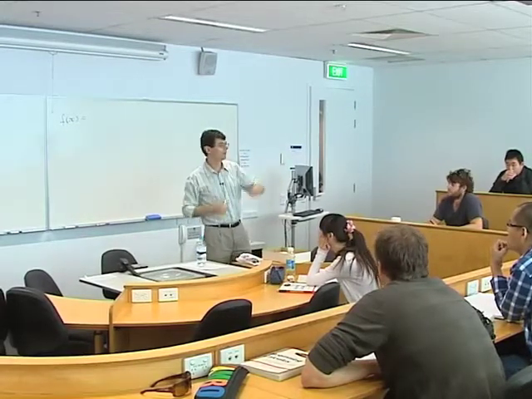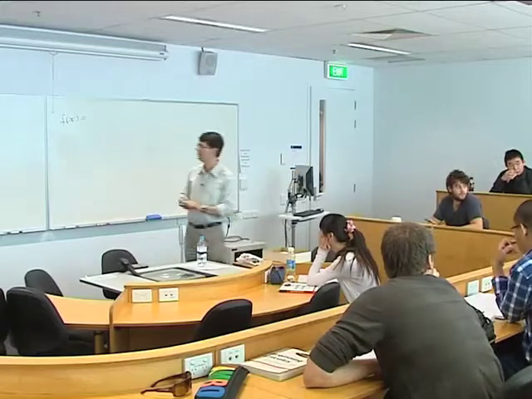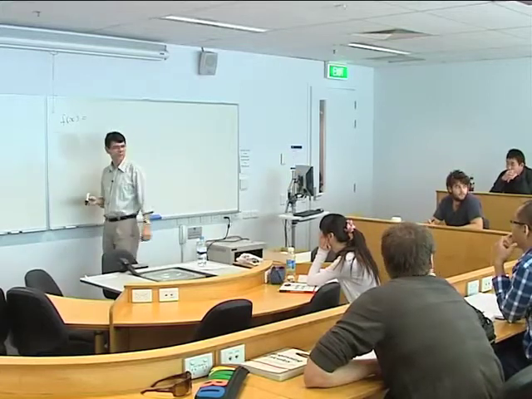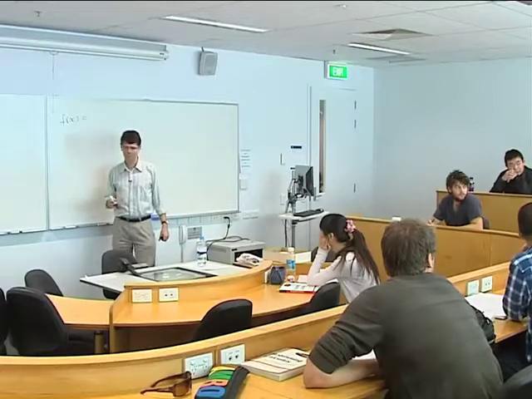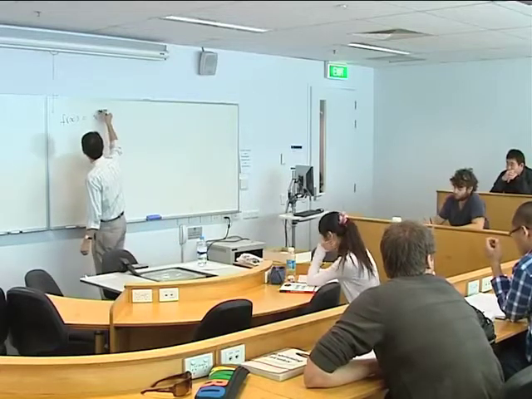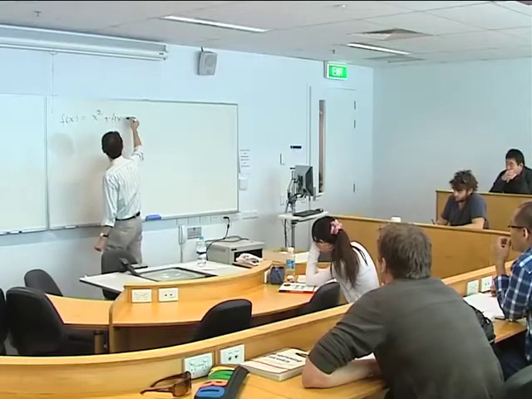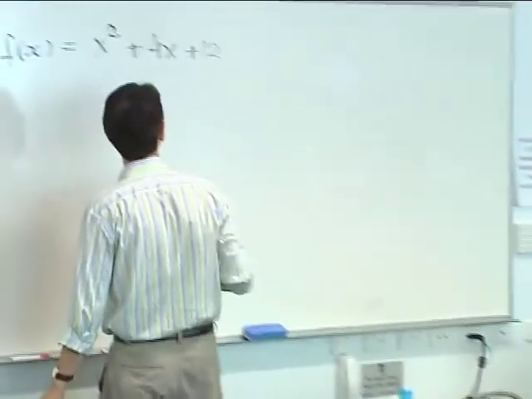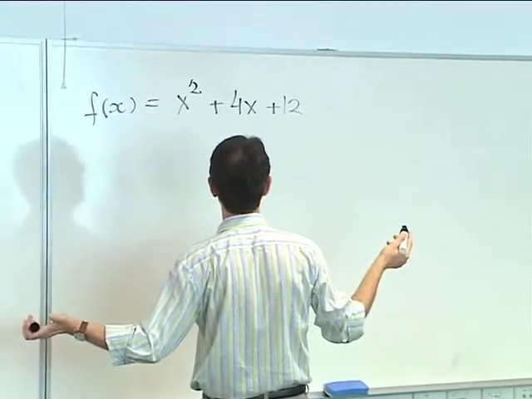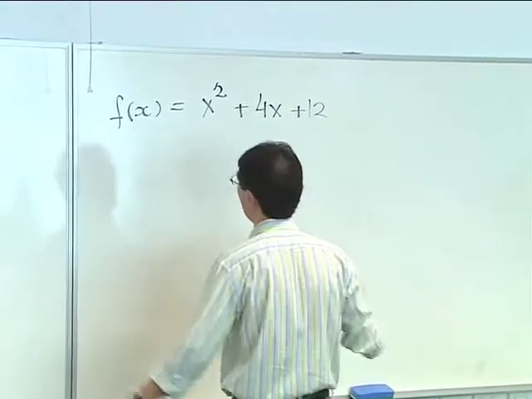X squared plus what? 4x. 4x plus 12. That all? And a is equal to 3.